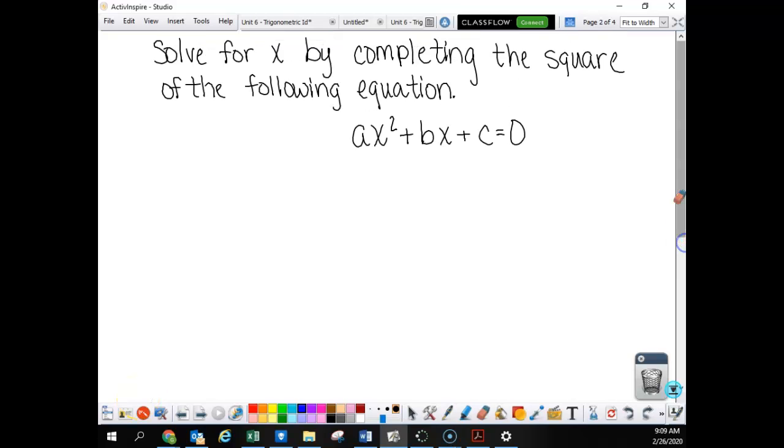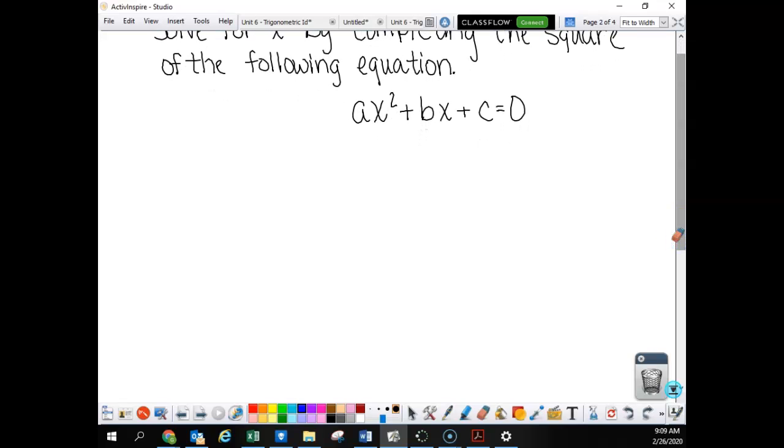So we're going to solve for the quadratic formula by completing the square. This quadratic formula is one of the important formulas in algebra. The first thing we want to do is move the c over, so we're going to move that c to the other side. I'm going to subtract c on both sides, so this is going to be ax squared plus bx equals negative c.